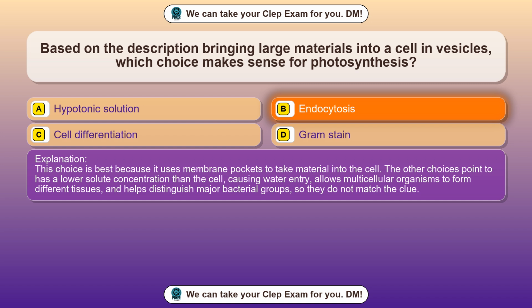This choice is best because it uses membrane pockets to take material into the cell. The other choices point to has a lower solute concentration than the cell, causing water entry, allows multicellular organisms to form different tissues, and helps distinguish major bacterial groups, so they do not match the clue.